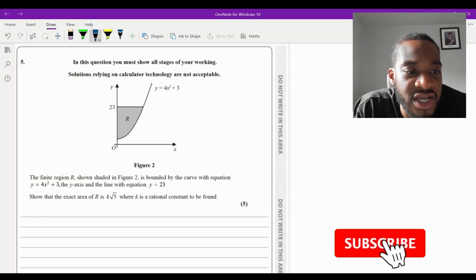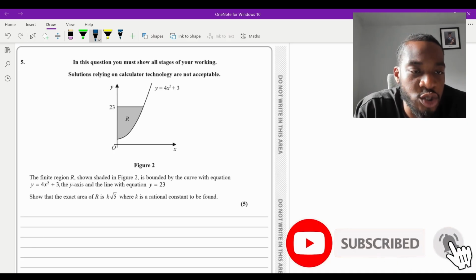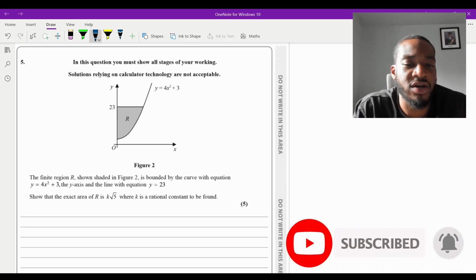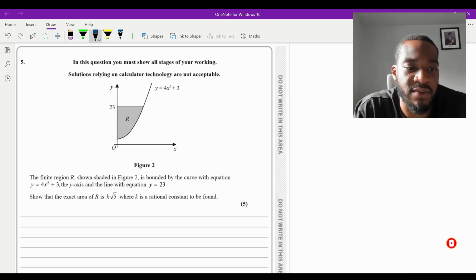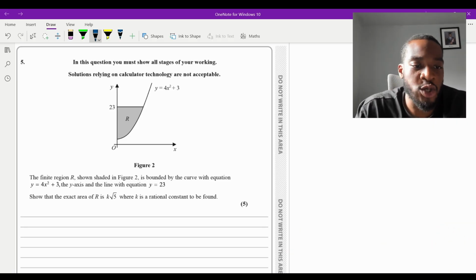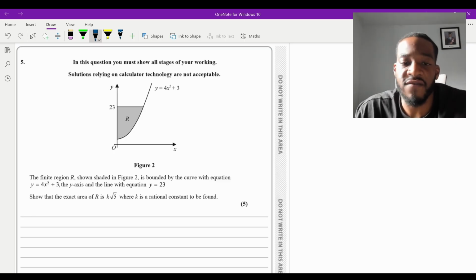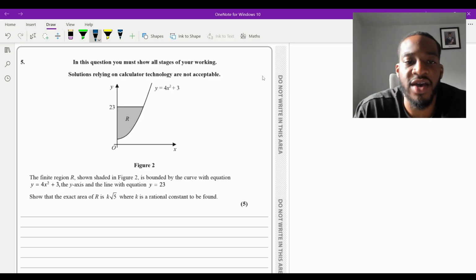Okay, so question 5 says the finite region R, shown shaded in figure 2, is bounded by the curve with equation y equals 4x squared plus 3, the y-axis, and the line with equation y equals 23. Show that the exact area of R is equal to k root 5, where k is a rational constant to be found for 5 marks. Okay, so they've given us a graph here, and there's a shaded region R. This is a classic case of a definite integral question, right?